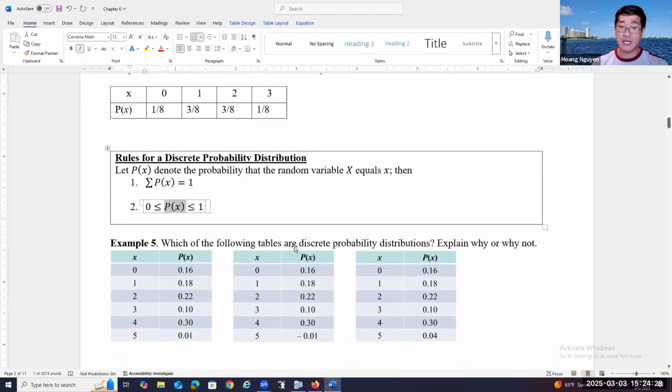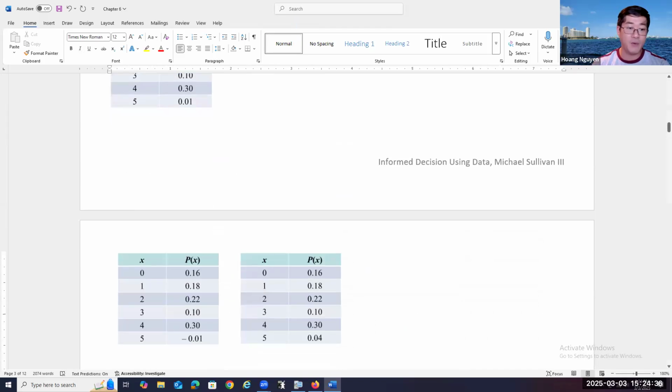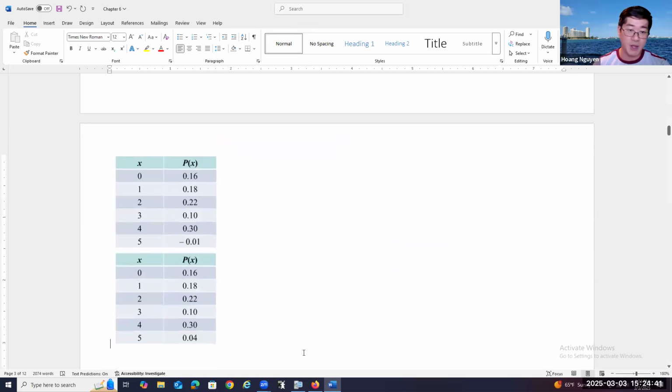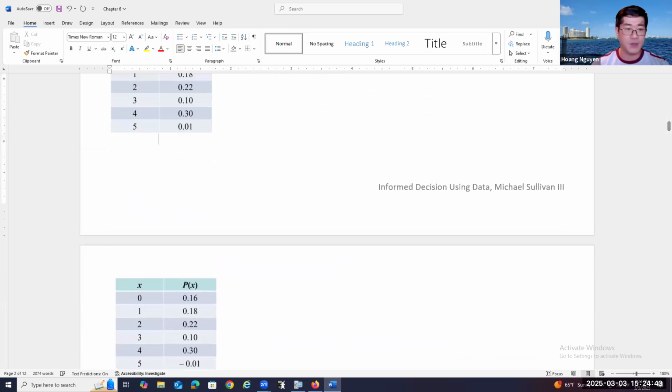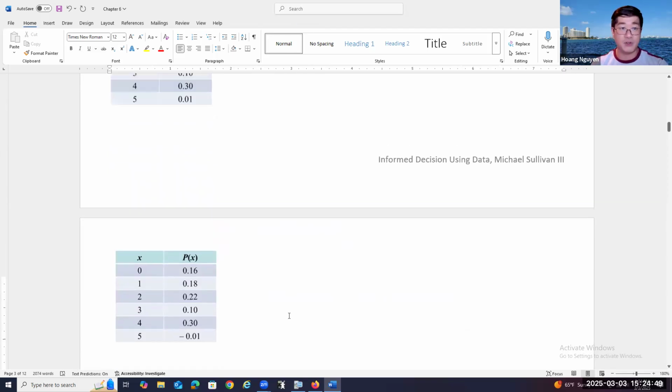Now let's use these ideas, everyone, to determine which of the following tables is a discrete probability distribution. So we have the 3 tables right here. Now we're going to determine which one of them is a discrete probability distribution. Is it the first one, the second one, or the third one? Okay. So we're going to use the rules for a discrete probability distribution to double check.